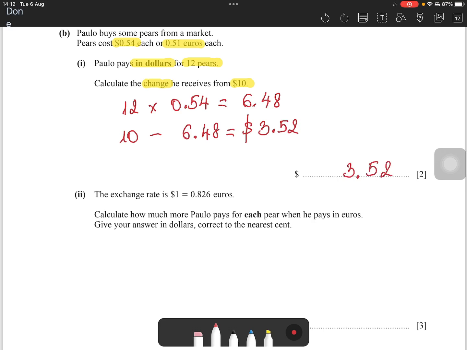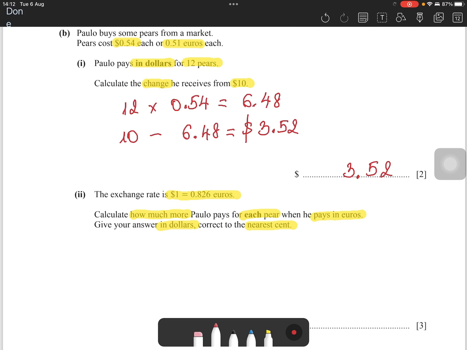Second question, the exchange rate is $1 equals 0.826 euros. Calculate how much more he pays for each pear when he pays in euros. Give your answer in dollars, correct to the nearest cent.